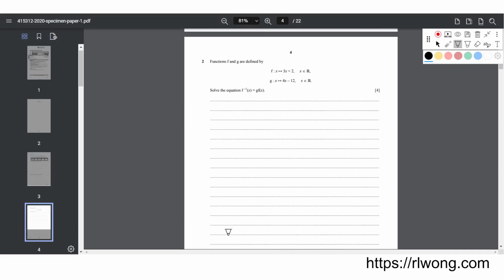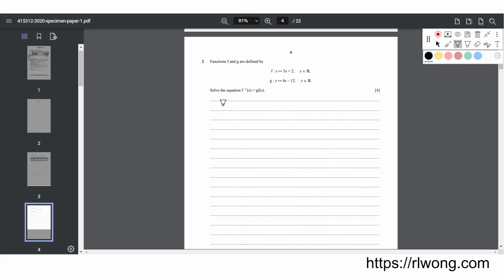Next, let's move on to question 2. Question 2 is a question on functions. In this question, you are asked to solve the equation f inverse x equals g f x. In order to do so, we first need to find what is f inverse x, and then we also need to find what is g f x. Then we equate them to find x.